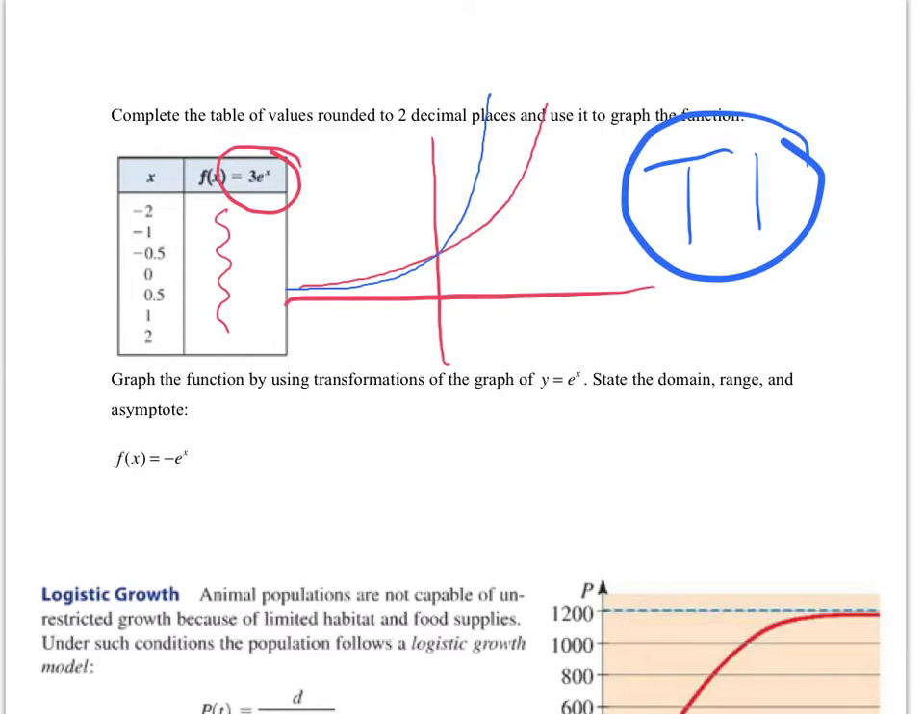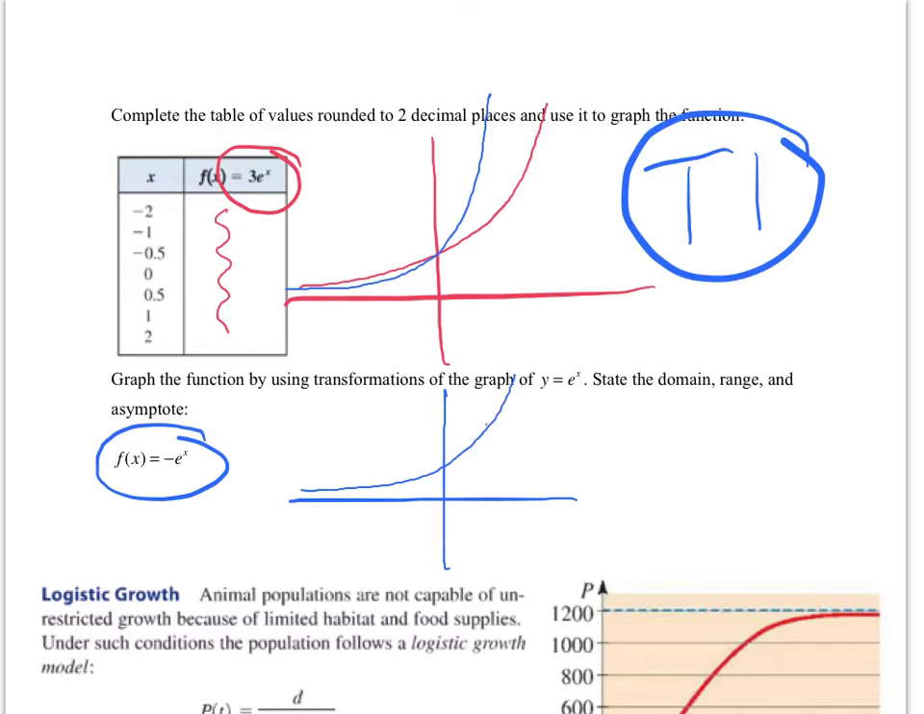Finally, you can use transformations to graph f of x equals the negative of e to the x, because that's just the reflection of the graph across the y-axis. So every x value becomes its opposite. So if this is the graph of f of x equals e to the x, then in the graph of the negative of e to the x, every x value will become its negative.